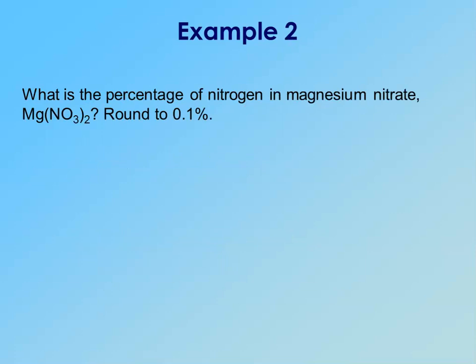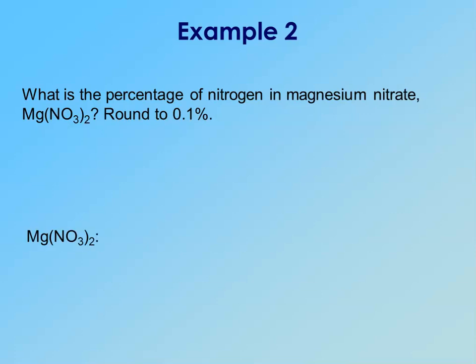In this example, we're going to calculate a percentage. We're going to calculate the percentage of nitrogen in magnesium nitrate, and then we're going to round our final answer to 0.1%. So to find the percentage of nitrogen in this compound, I need to know how much of the compound's mass is nitrogen and what is the overall mass of magnesium nitrate.